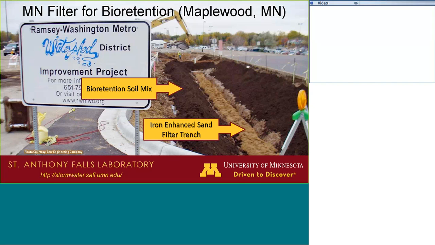Along the side slopes, a bioretention soil mix, which has a construction sand. I don't know if there's topsoil mixed in with this as well, but I do know that there was compost as organic material mixed in. You can see it there as the black soil. And then that's set off on the sides, on the side slopes, so that any water that comes from that bioretention soil mix has to go through the iron-enhanced sand filter trench before it gets to the underdrains underneath.